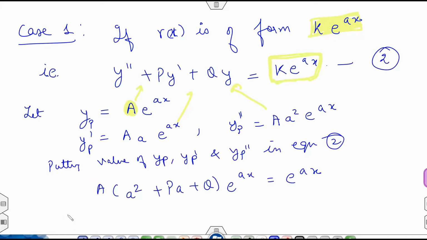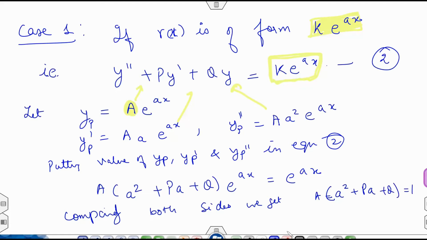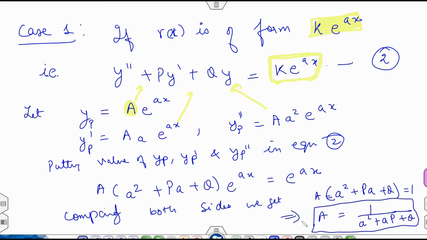So comparing both sides, what are you getting? You are getting that it is equal to 1. So I will write a square plus pa plus q is equal to 1, and this implies your a is equal to 1 by a square plus ap plus q. Okay, so this is your value of a when this term is not equal to 0. If it is equal to 0, then there is a problem.